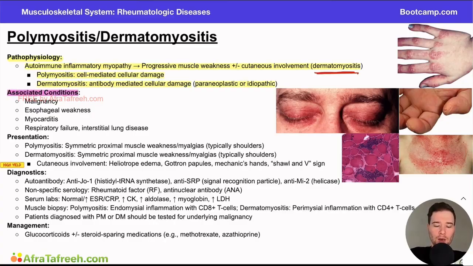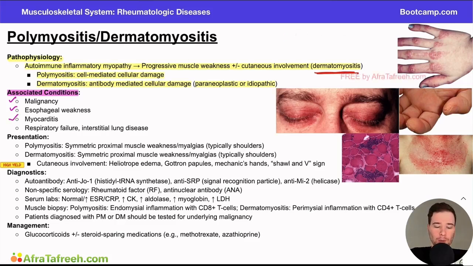So these can be associated with things like malignancy, and we just talked about that, right? Because we can have antibody-mediated reactions that lead to cellular damage. This can also be associated with esophageal weakness, and this is related to the fact that we get muscle weakness from these conditions, right? We get inflammation and damage to the muscle tissue that can lead to weakness of the striated muscles that are in the esophagus. This can lead to further complications such as aspiration pneumonia. So we have to keep this in mind.